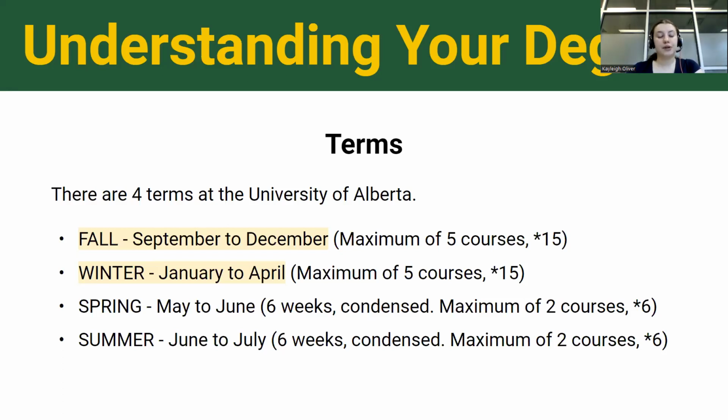Now, there are 2 other terms at the University of Alberta, and these are the spring and summer terms. Now, these terms are condensed. They're only 6 weeks long, whereas your regular fall and winter terms are 11 weeks long, and the maximum is much lower. You can only take 2 courses per term for spring and summer.